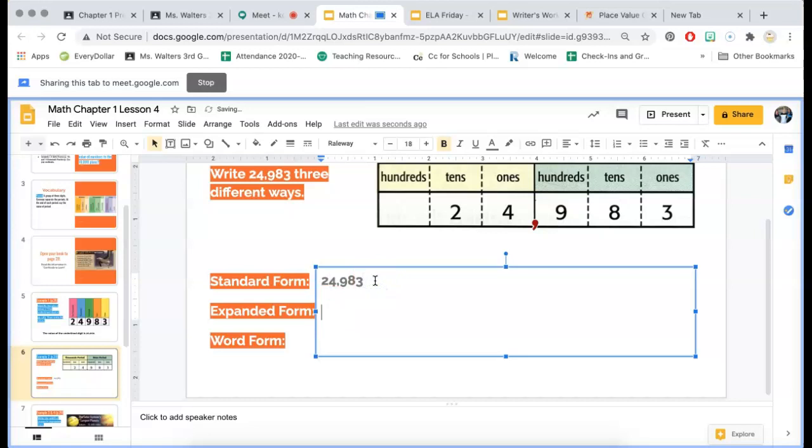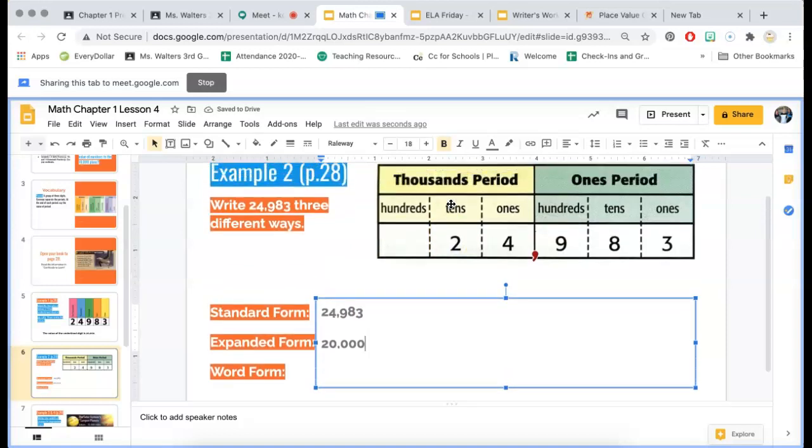Our expanded form, remember, we are stretching that number out. We're looking at the sum of every digit in the number. So we have 20,000, because I know I have 2 10,000s here, plus 4,000, because I know I have 4 1,000s.